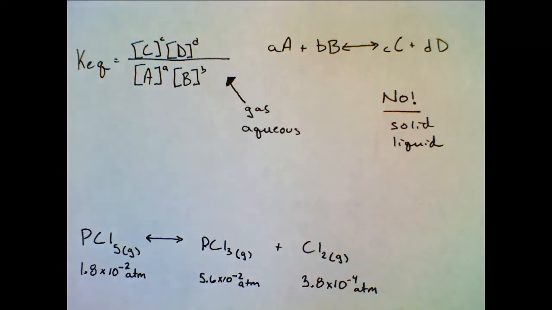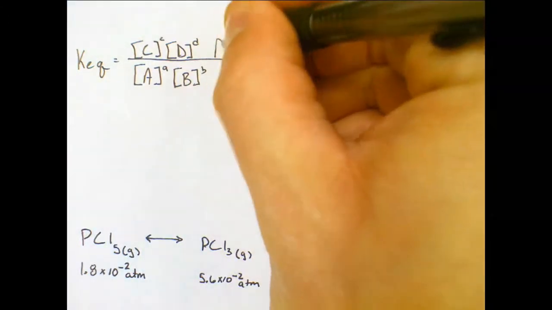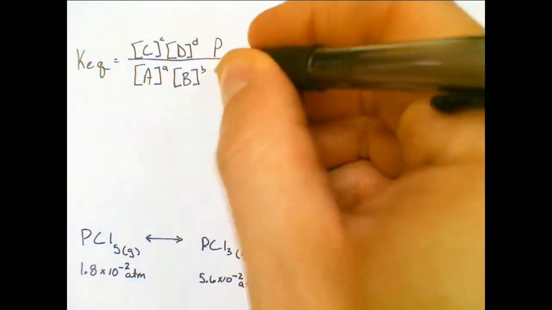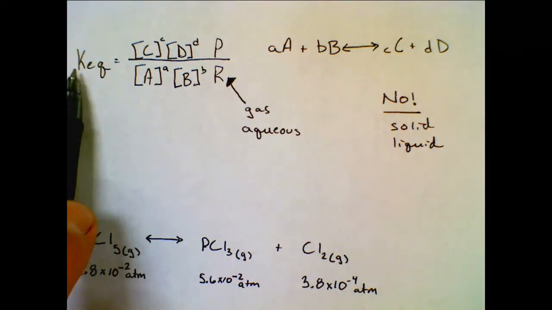Hi, I'd like to show you how to set up an equilibrium expression given an equilibrium equation. So here's my generic equilibrium expression. I'm going to put my products on the top and my reactants on the bottom, and I'm going to set that equal to my equilibrium constant, which is K.